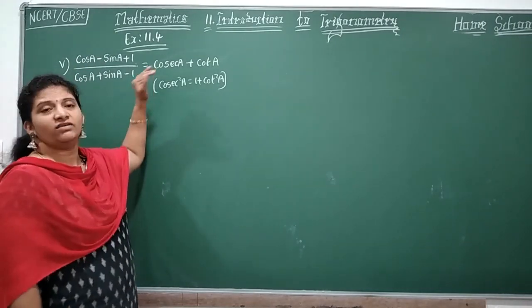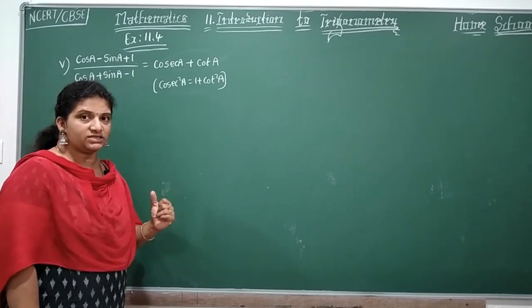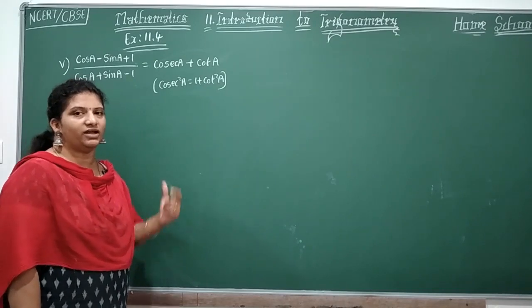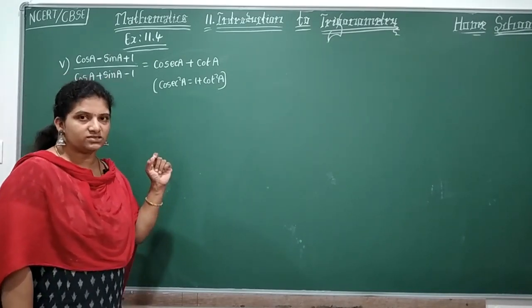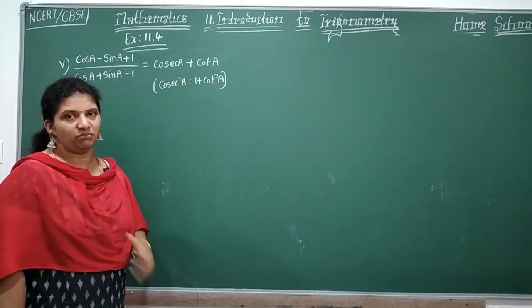Suppose if you have secant and tan here. Secant means what? 1 by cos. Tan means sin by cos. At that time, you can start your problem by dividing numerator and denominator with cos A. Okay, this is just a hint on how to identify the next step to do.